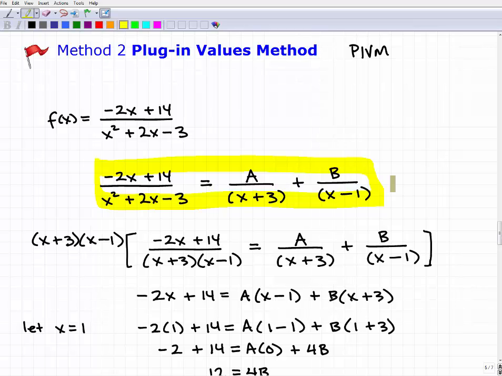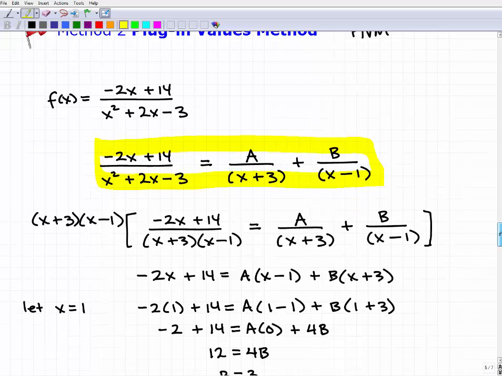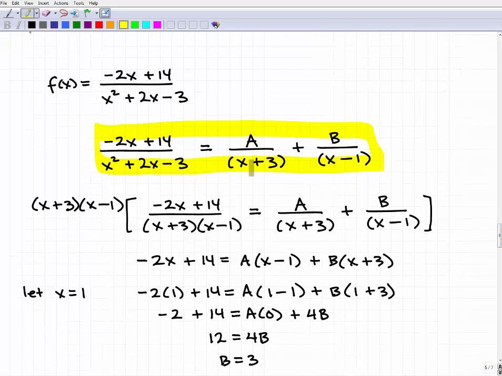We're going to do the same problem, but we're going to use a different method. All the general steps are going to be the same. We write the decomposition form, the general form here. That's lesson part 1. We multiply by the LCD, and then we clear our fractions. So at this point, we have negative 2x plus 14 equals all of this.